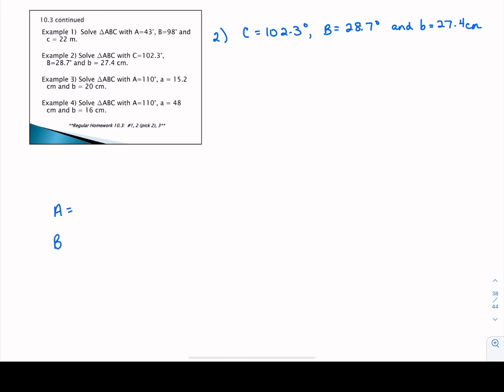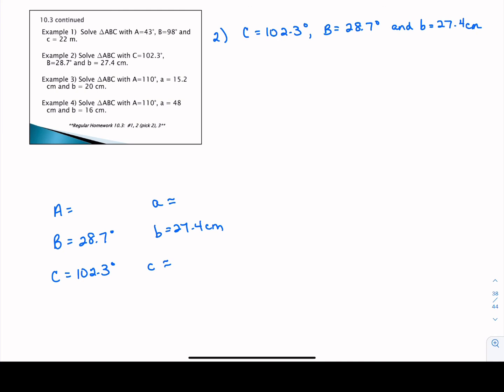We've got angle A, angle B, which we know is 28.7 degrees, and angle C, which is 102.3 degrees. And then we have side length a, which is an unknown, we have side length b, which measures 27.4 centimeters, and once again, c is also an unknown. What you'll notice is I use approximations for unknown values because chances are pretty good that we're going to have to round those values when we find them.